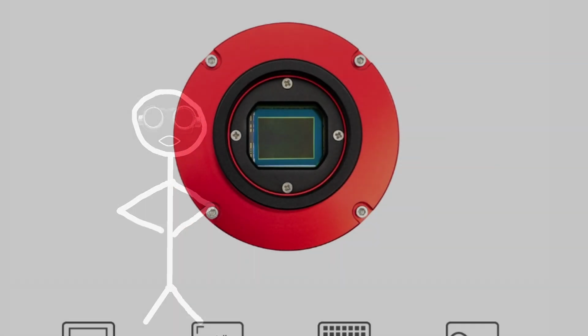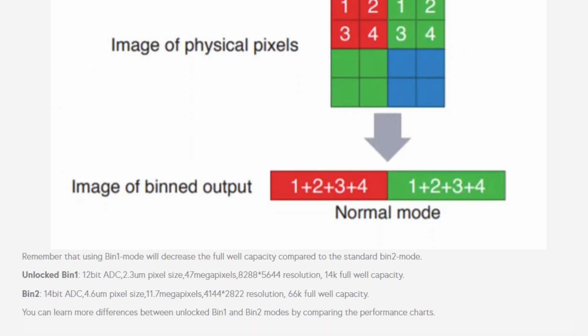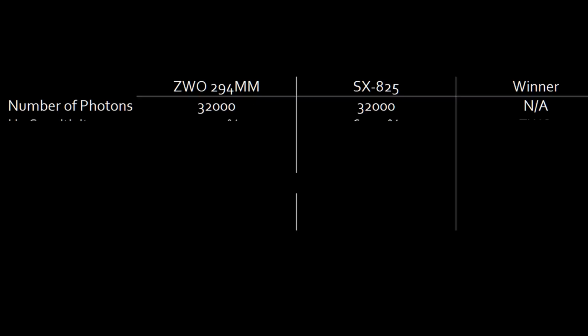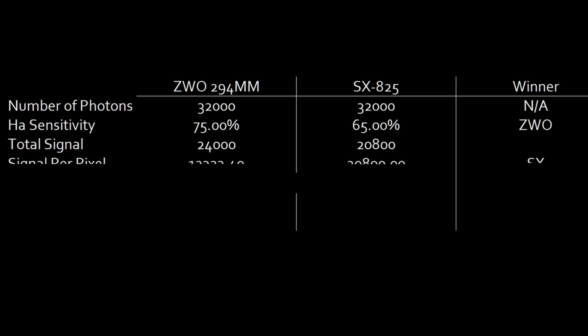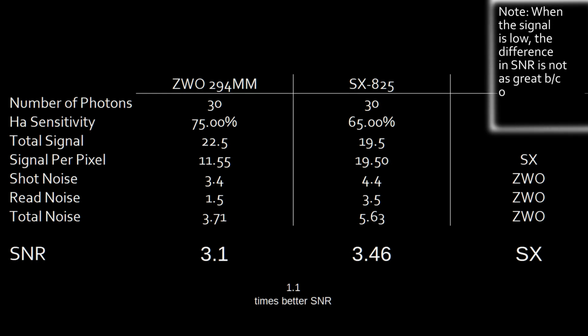The ZWO in bin 2 mode should be better for SNR in many respects than the 2600mm. The pixel size is 4.63 microns compared to the 3.76. The quantum efficiency for HA is around 75 to 80%, but the CCD should still get better SNR because it has bigger pixels. The experiment is simple. I'll attach both cameras to the 6-inch Ritchey-Chrétien telescope. In front of the telescope will be a light panel. I'll take 30 10-second exposures and experimentally measure the SNR.